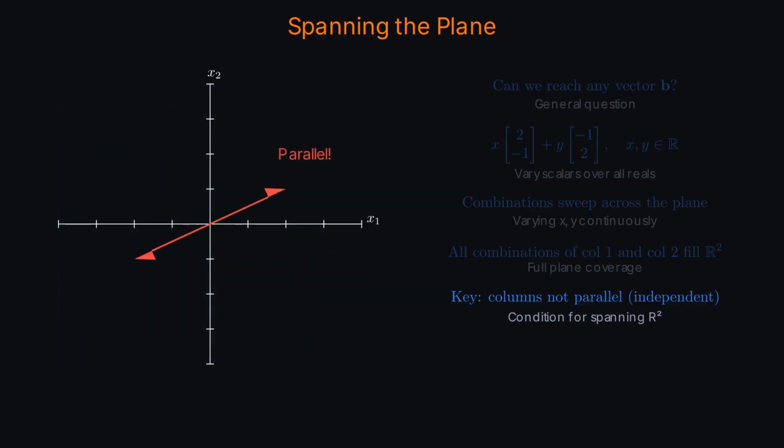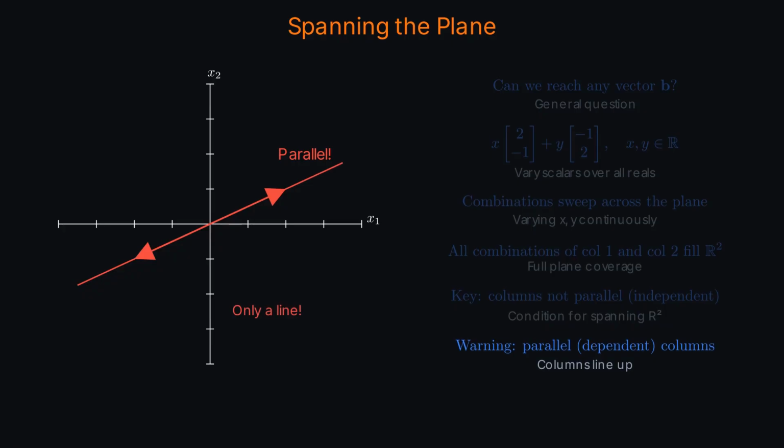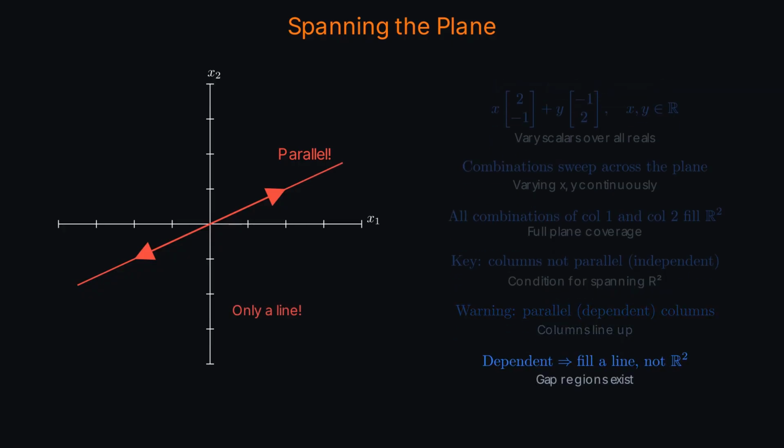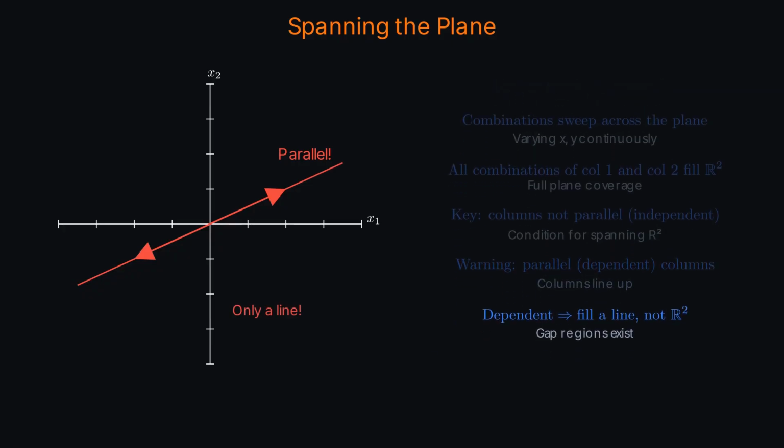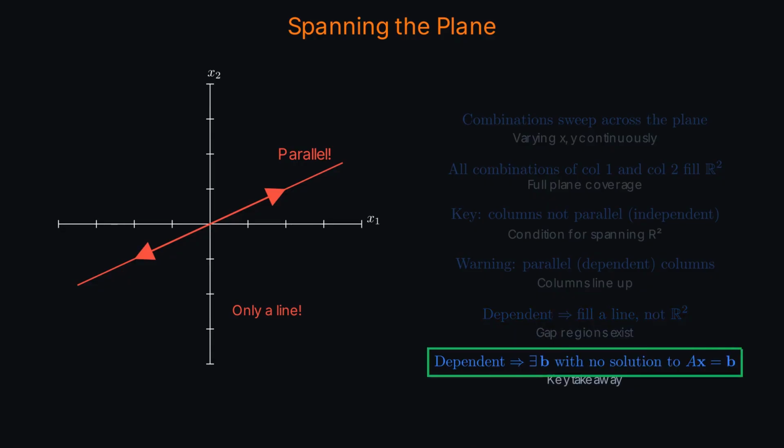But not every matrix is this generous. When the columns line up, when they are dependent, there will be vectors b that you can never reach. That's when the system has no solution. We'll explore that important case soon.